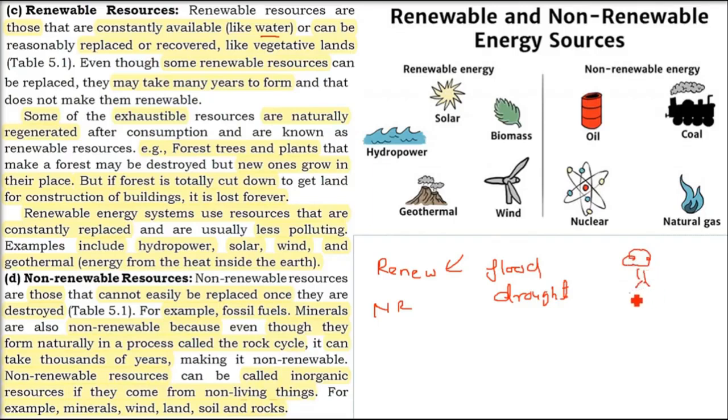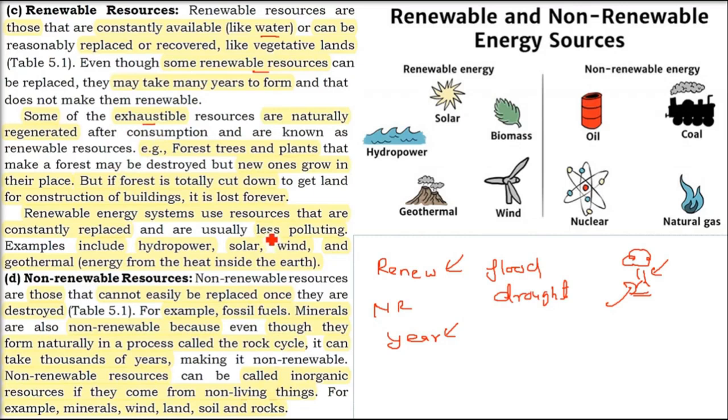So you see, like forest. If you remove that forest and leave this land, in due course of time the forest and trees will come. But it takes a lot of time. So some renewable resources can be replenished easily, but some of them take millions of years, thousands of years. So that is why they are not renewable.